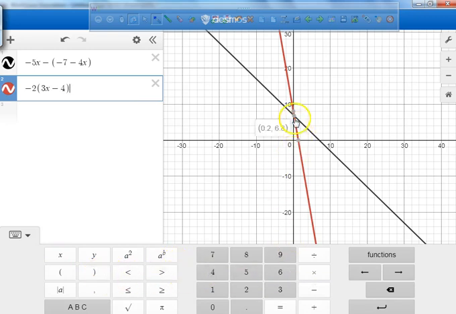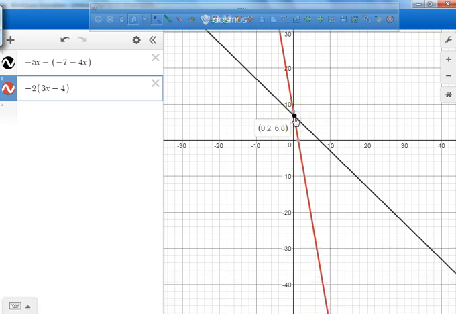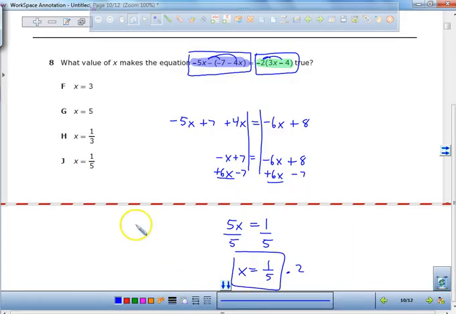All right, and what do we got to find? Do you see where they're the same? You see that point of intersection right there? What's the point of intersection? 0.2. What's 0.2 equal to? 1 over 5. The answer is 1 over 5.